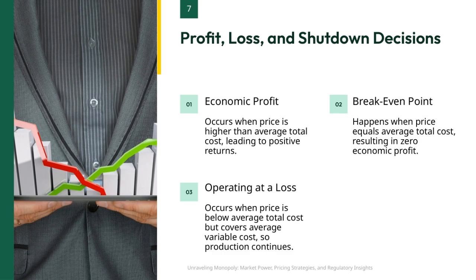Lastly, operating at a loss occurs when the price falls below the average total cost, but still covers the average variable cost, so the company continues production in the short run despite losing money overall.